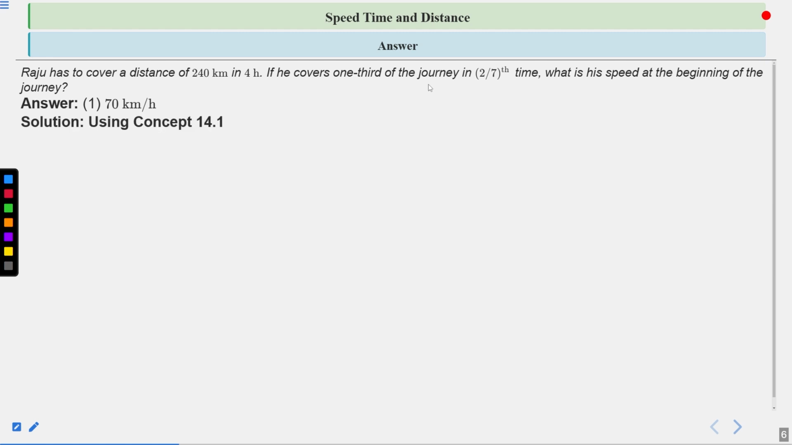Now see the detailed solution of this question. First we calculate one third of the distance. The total distance is 240, so one third of the distance will become 80 km.